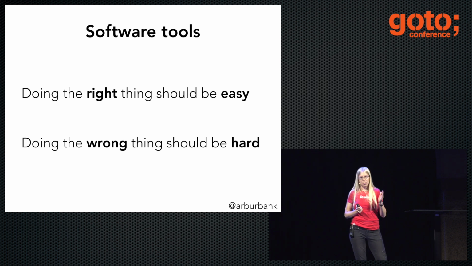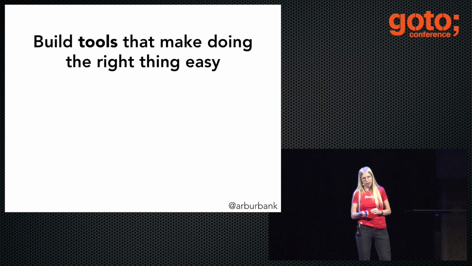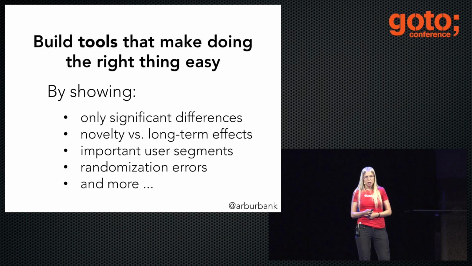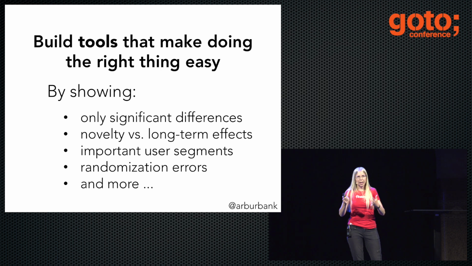Doing the right thing should be easy. Doing the wrong thing should be hard. Build tools that make it easy to do the right thing with data and hard to do the wrong thing. Only show significant effects. Differentiate novelty versus long-term effects. Let your tool allow people to compare important user segments without clicking on a million dropdowns. Show them when there's randomization errors, and so much more.